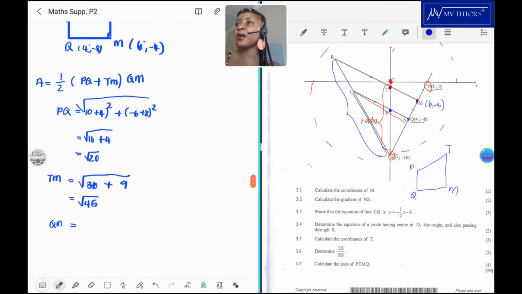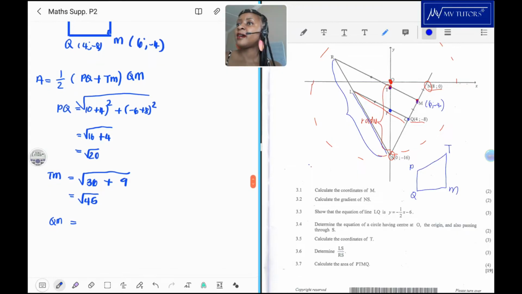Okay, so QM: the x value for Q is 4, the x value for M is 6. So 4 minus 6 is minus 2, and minus 2 squared is 4. Then the y value for Q is minus 8. Minus 8 minus minus 4 is minus 8 plus 4, which is minus 4, and minus 4 squared is 16.